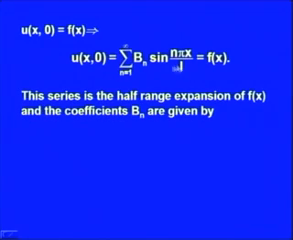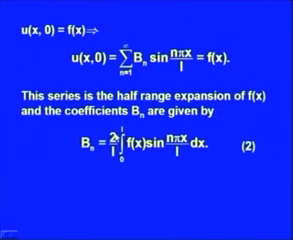Now, this series is a half range expansion of the function f(x), which we know from our study of the Fourier series. If you recall, in the case of the half range expansion, the coefficients B_n are given by 2/L times the integral from 0 to L of f(x) sin(nπx/L) dx, which we call equation 2.